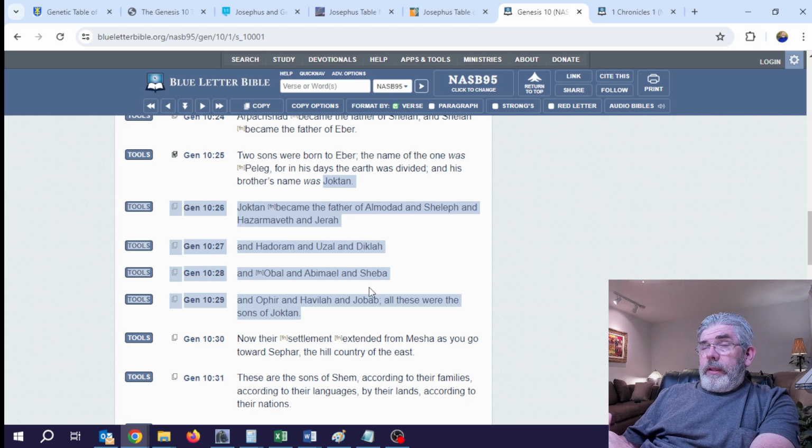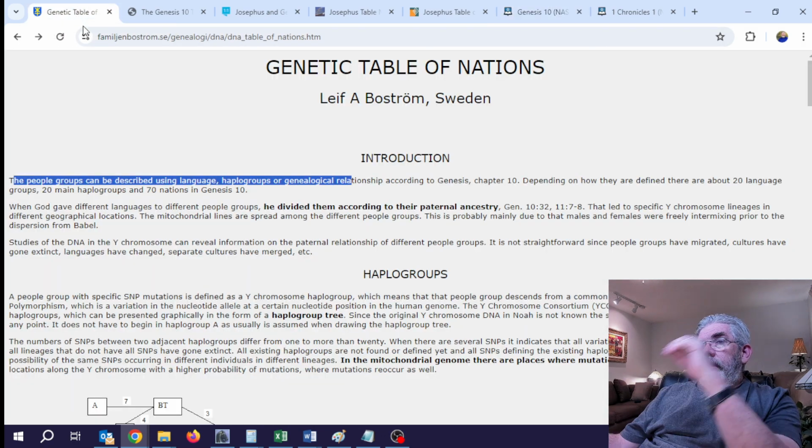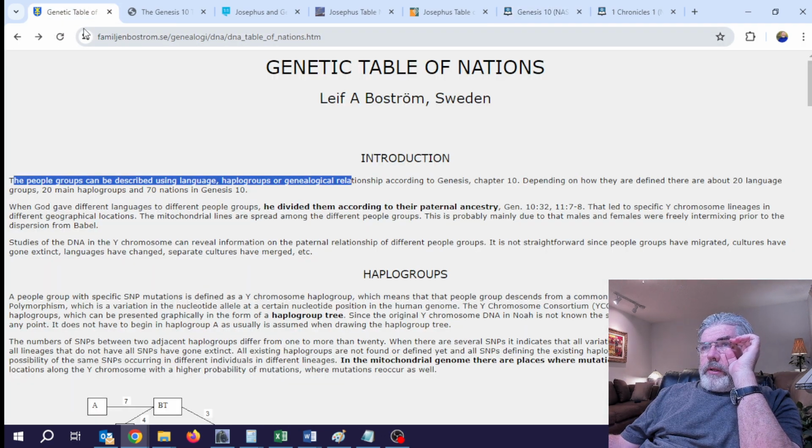And so I am excited to learn more in the future as more research comes out. But let me just show some of these things. Okay, so one issue is if you look at all the haplogroups, and I'm going to show you those from the book in just a moment.